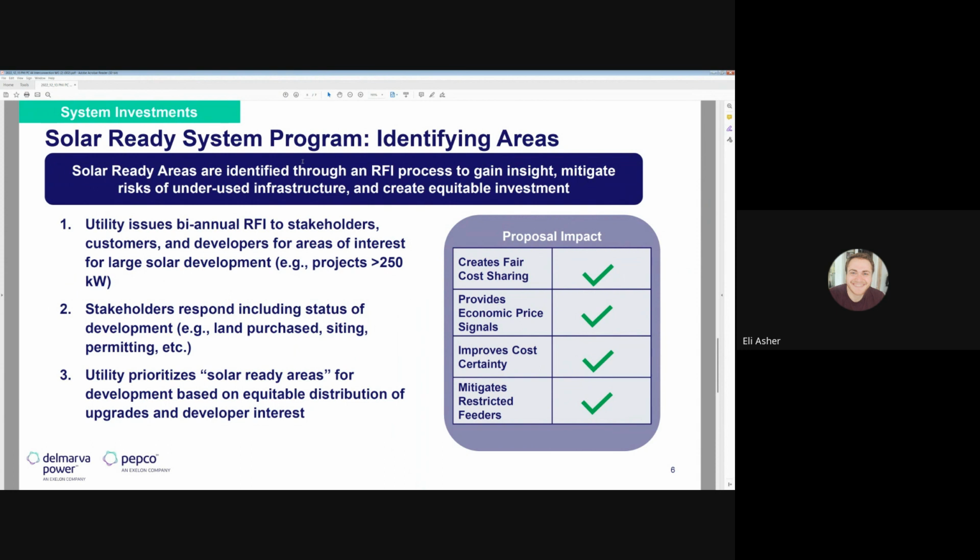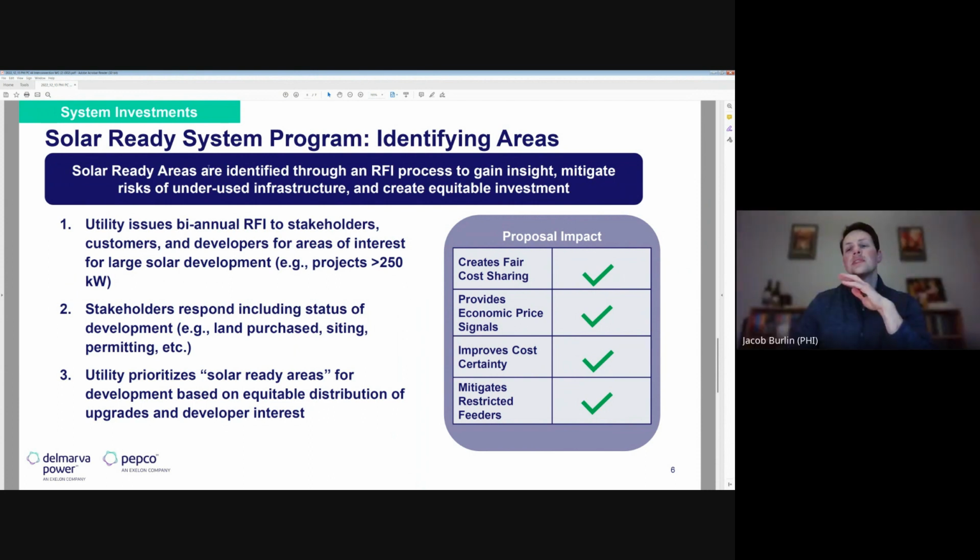If it will result in overloads, let's do an upgrade in that area. Is that a correct characterization, from your understanding at least, for how the utilities will determine the areas that are ripe for hosting capacity upgrade plans or solar ready area plans, whichever we're calling them?